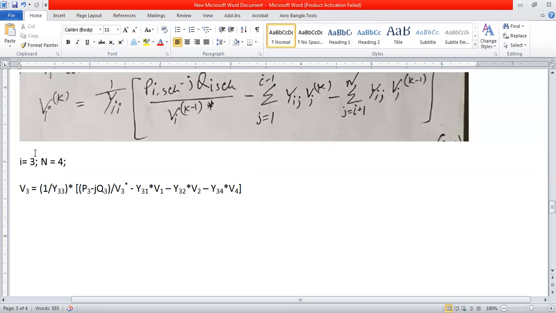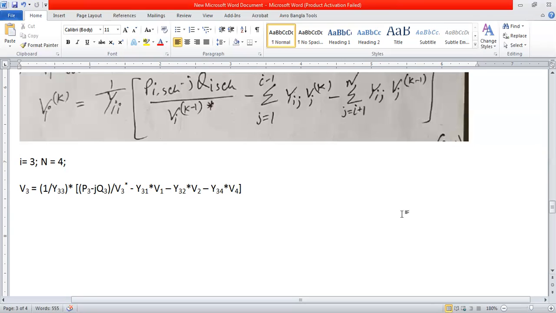So if there is a 4-bus power system and we want to calculate the bus voltage magnitude and angle for bus 3, then by using the Gauss-Seidel method, this is the equation. By using this equation, we can easily calculate the voltage magnitude and angle for bus 3. So this is the general equation, and this is the procedure for how we can elaborate this general equation.